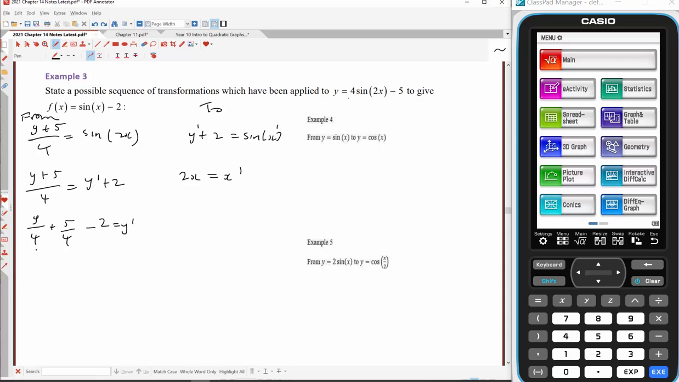Okay, so this one here, let's just clean up shop here a bit. So it's y over 4 plus 5 on 4 take away 8 on 4 equals y dash. Okay, let's do the subtraction. We've got y on 4 take away 3 on 4 equals y dash.